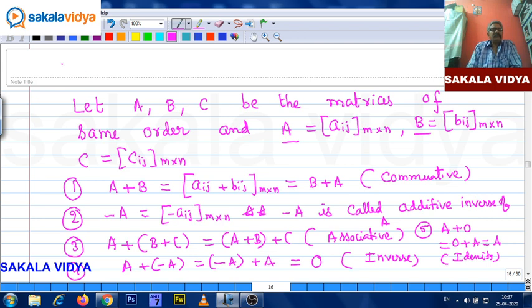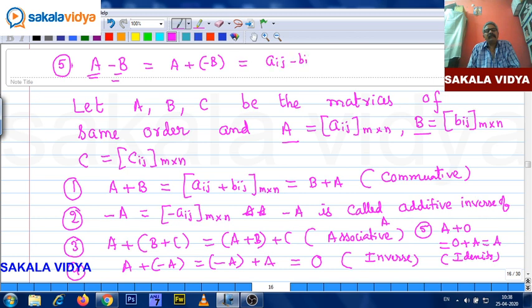Okay, next, what is A minus B? How do we find the difference of two matrices? A and B must be of the same order. A minus B is nothing but A plus the additive inverse of B. This is nothing but Aij minus Bij, of the same order m by n, that you will get. But A minus B does not equal B minus A. Please remember, subtraction is not commutative and not associative, only addition is.